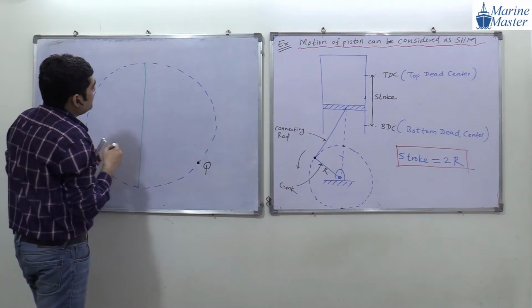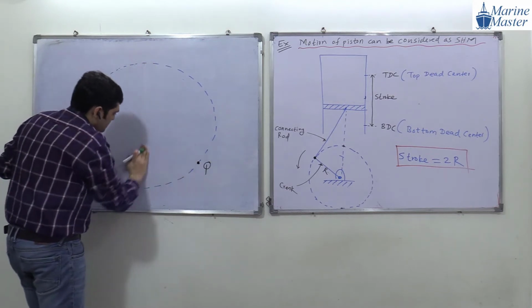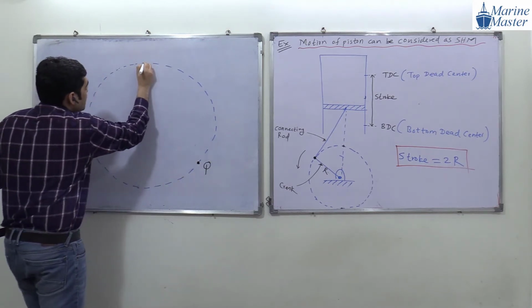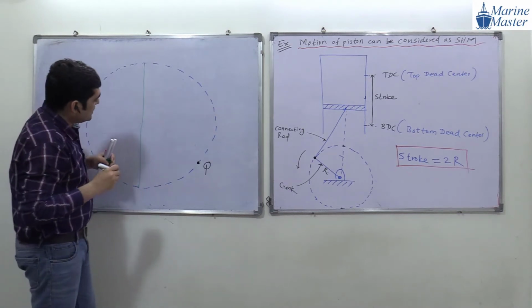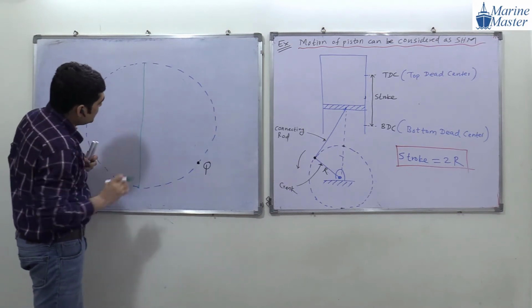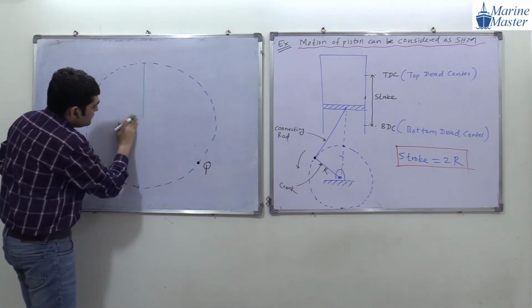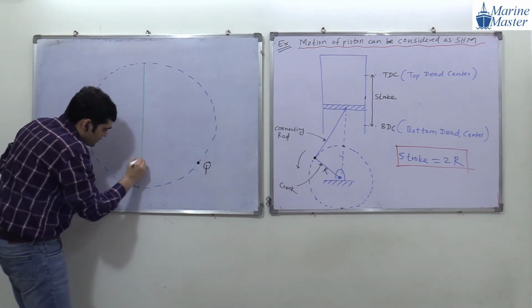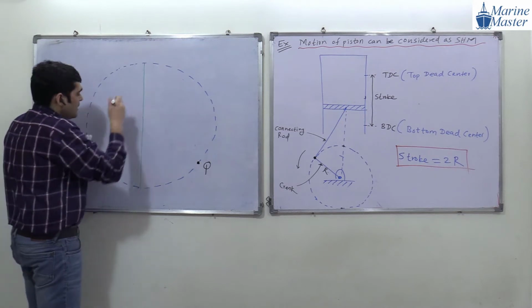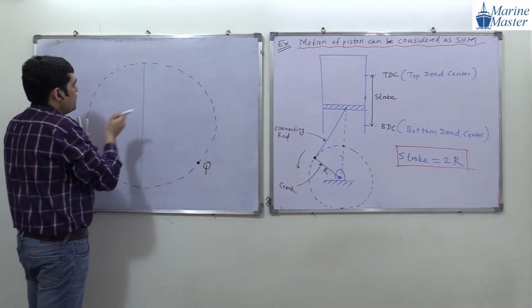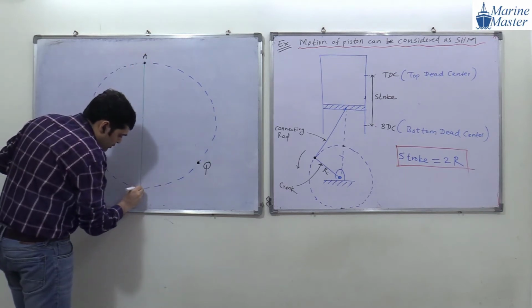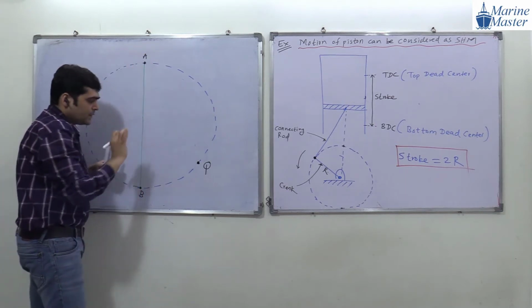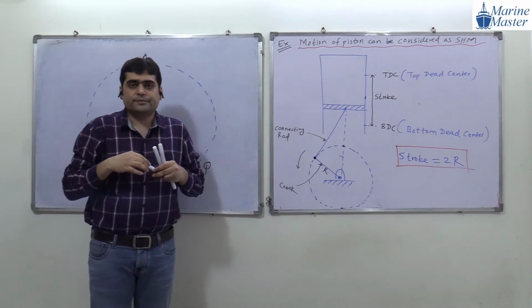This is the diameter AB. This is a vertical line, everyone. This topmost point is point A, and the bottommost point is point B. Now try to see the scenario here.